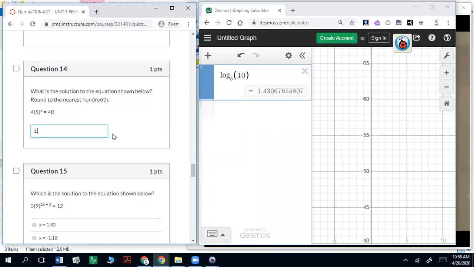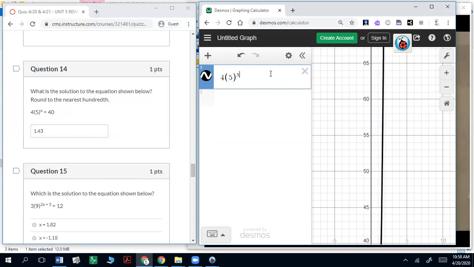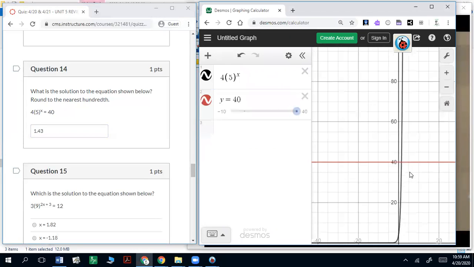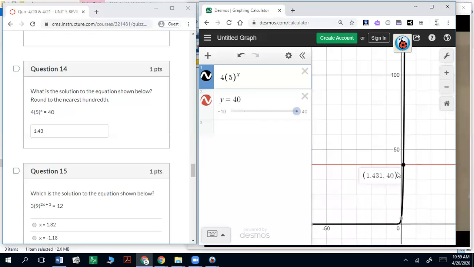If you like the graphing method, then that solution, just so I can refresh you, is 4(5^x). And then you'd put y equals. It's important to have that y. If you just put 40, it wouldn't put a line. And you can see those graphs intersect. And you can see that intersection is 1.431. Of course, I just rounded to 2 spots after the decimal, so 1.43. Same number.